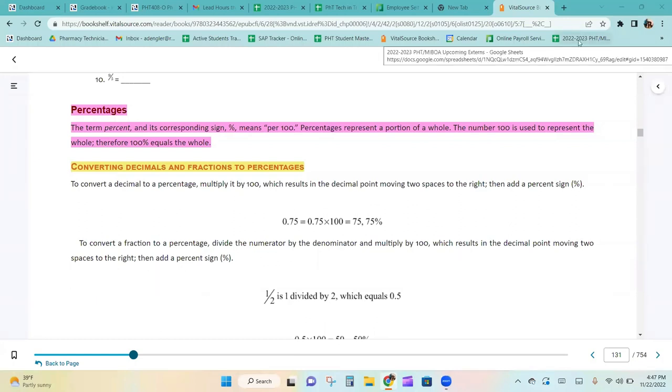The term percent and its corresponding sign means per 100. Percentages represent a portion of a whole. The number 100 is used to represent the whole, therefore 100% equals the whole. And that is going to be very important for you to remember for pharmacy. And we will go over some of these problems.